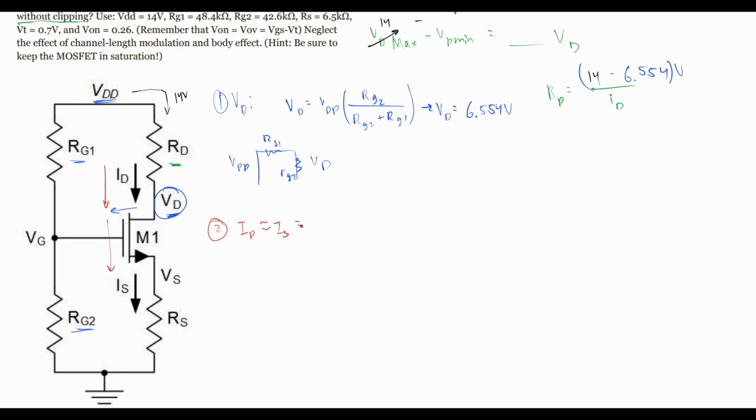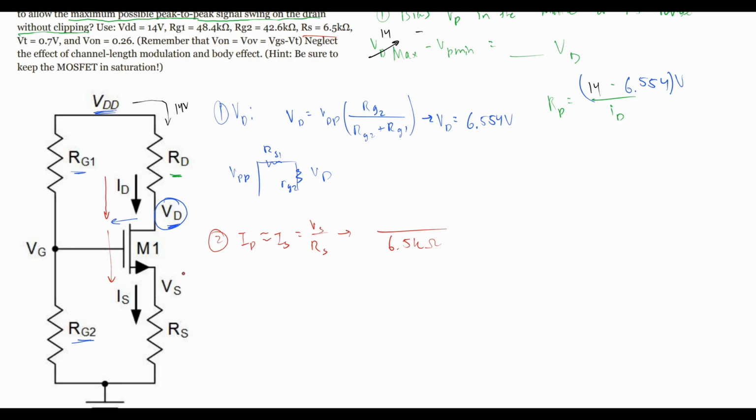And our IS is equal to the VS over the RS. And this is important because we're actually given our RS right here. However, we don't know our VS, so we need to find this. We're going to have 6.5 kiloohms, and now let's look for our VS.